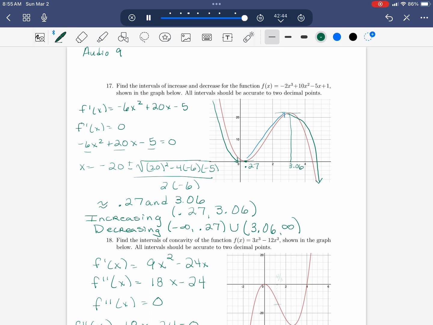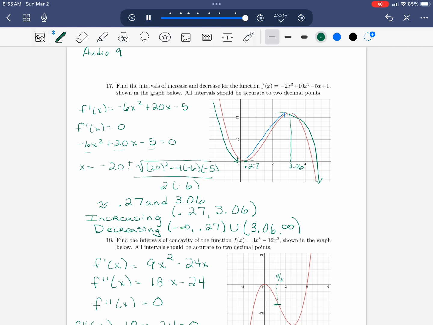And if you look on the graph, that's going to be just a little bit to the right of 1. So 4/3 would be about right here. Go down to your y value. This is your inflection point. So it starts to change from concave down to concave up there.